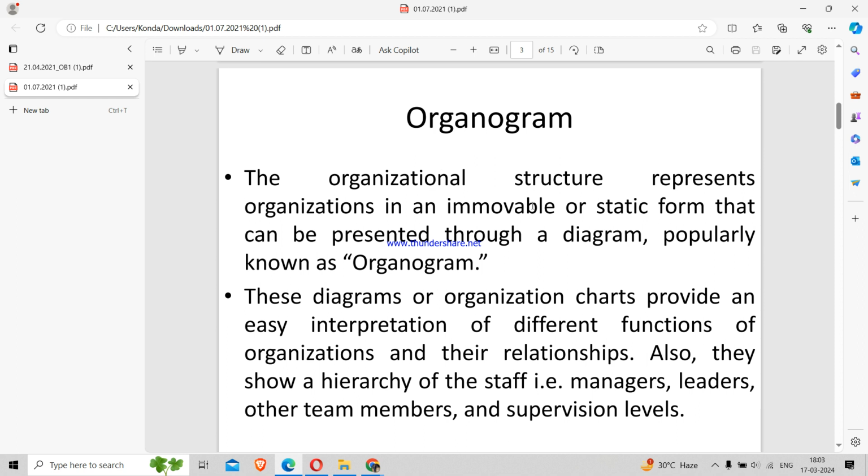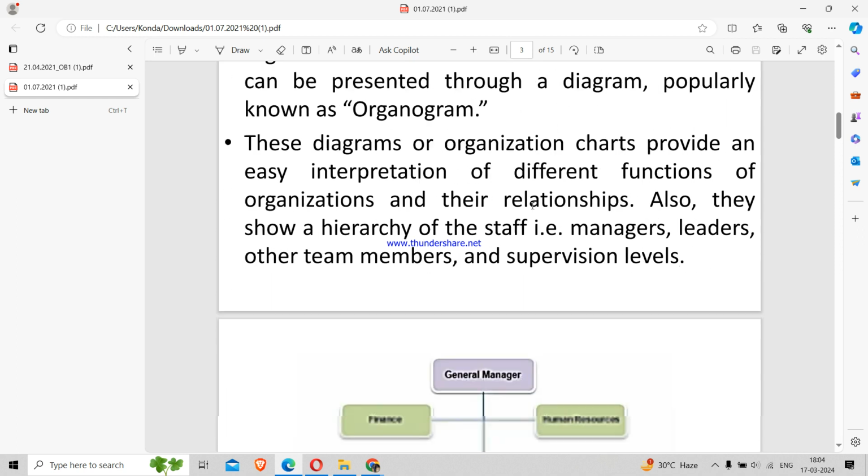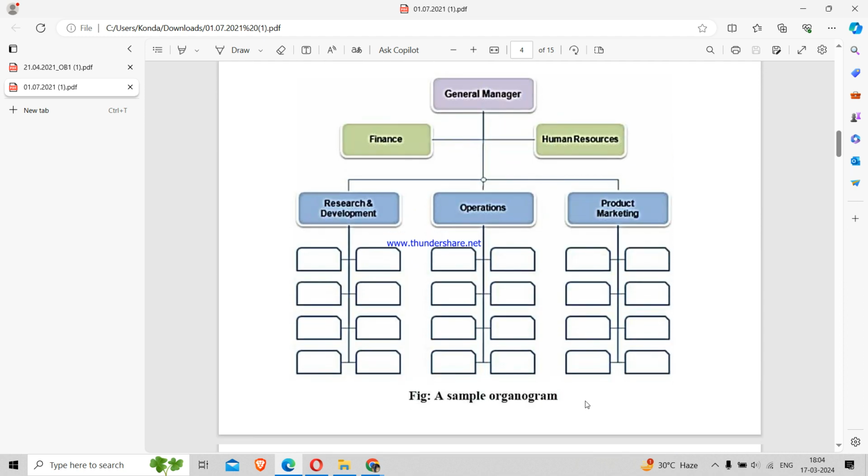Basically it is the hierarchy in which the organization works, means whose command is followed by whose command, and accordingly the organization behaves in that specific manner. If you see, this is a typical example of an organogram. Here you can see the general manager. This is just a sample example; it is not like every organization behaves in this specific manner. The general manager is the topmost head of the organization.